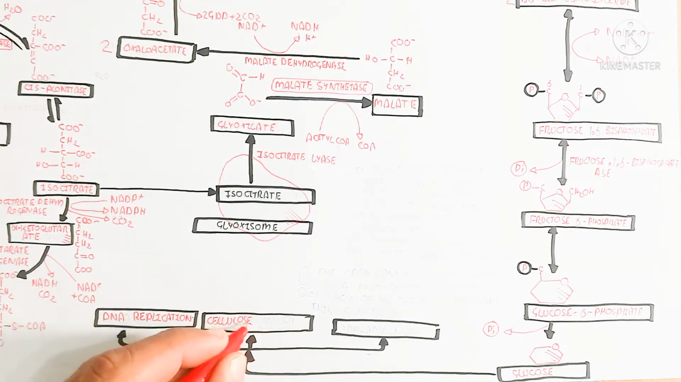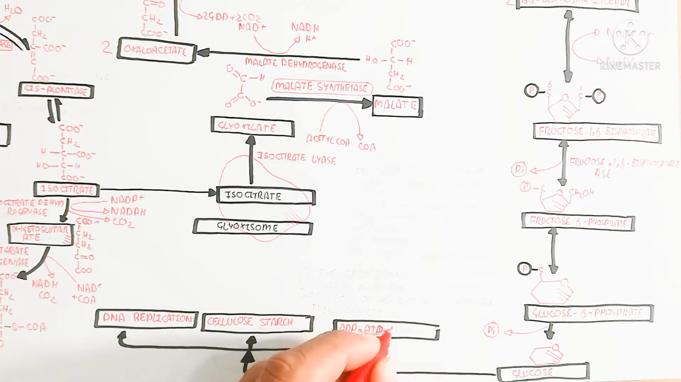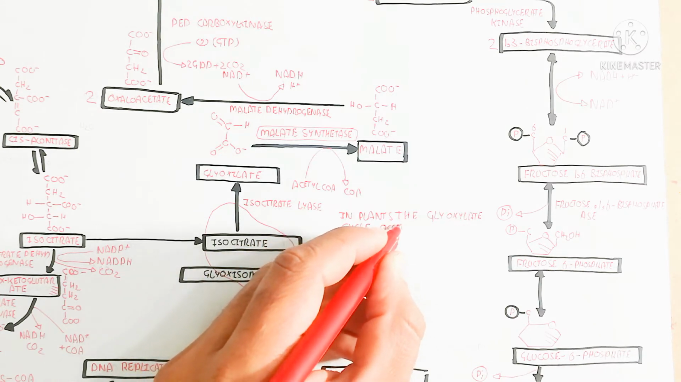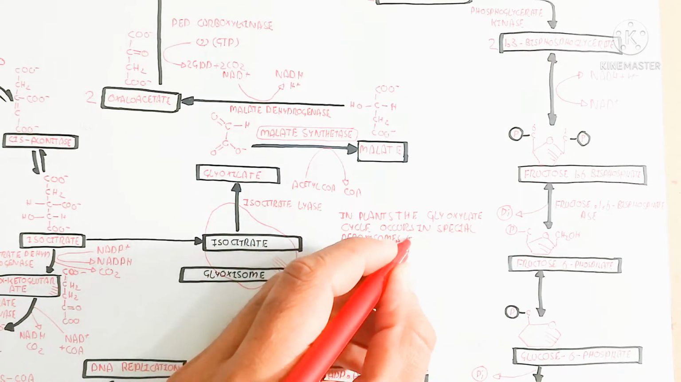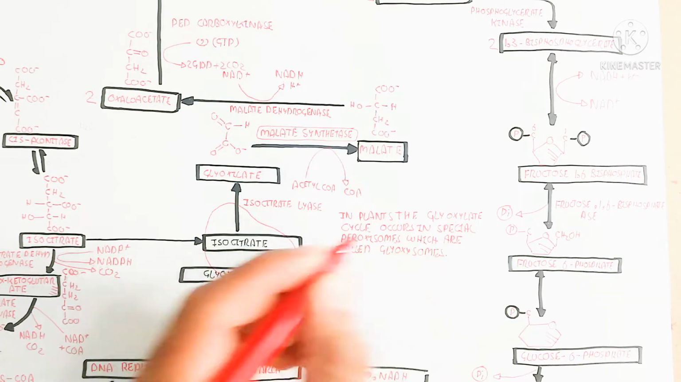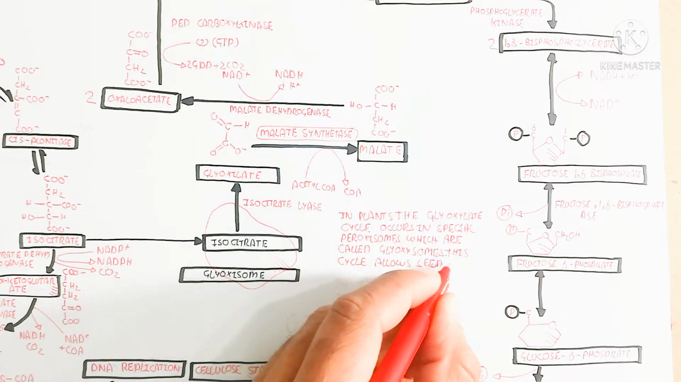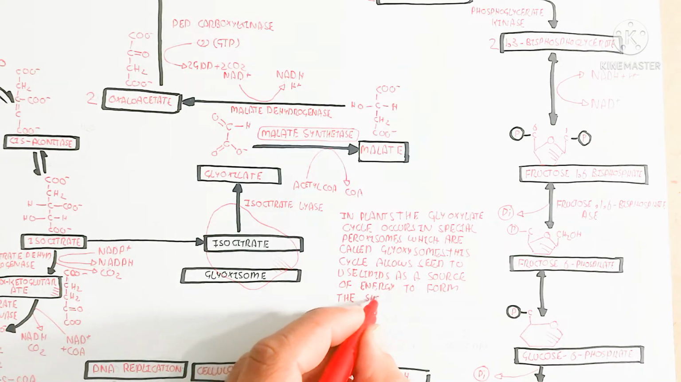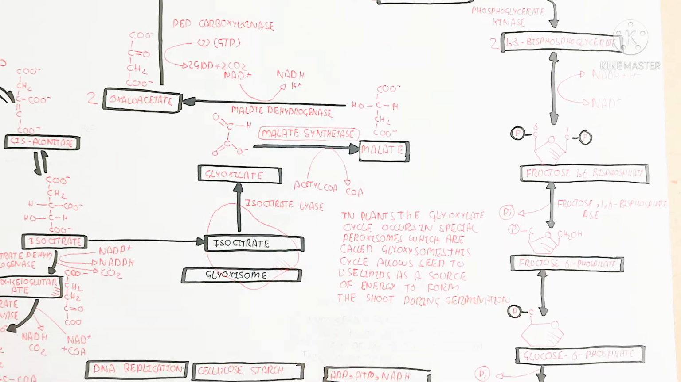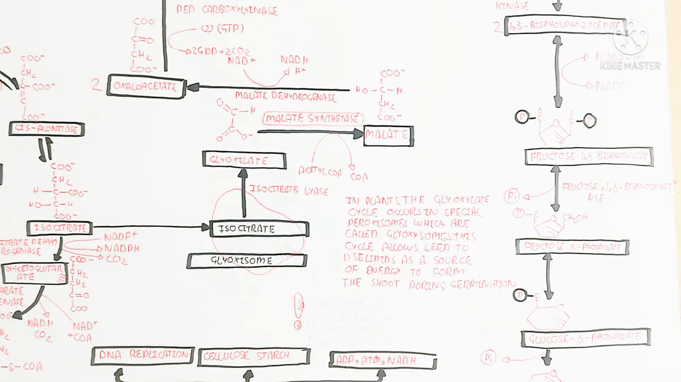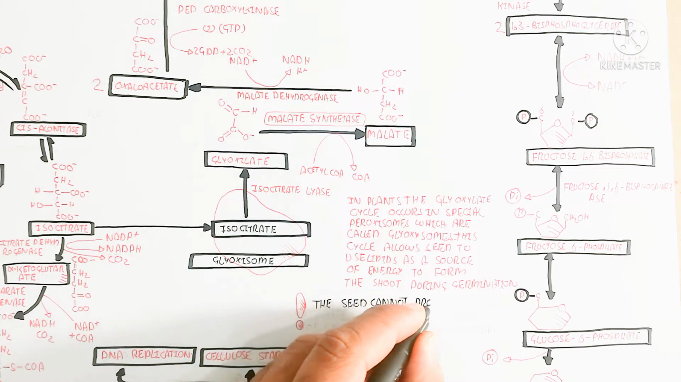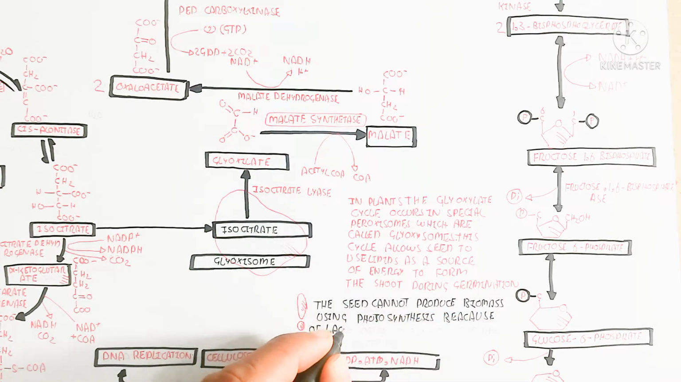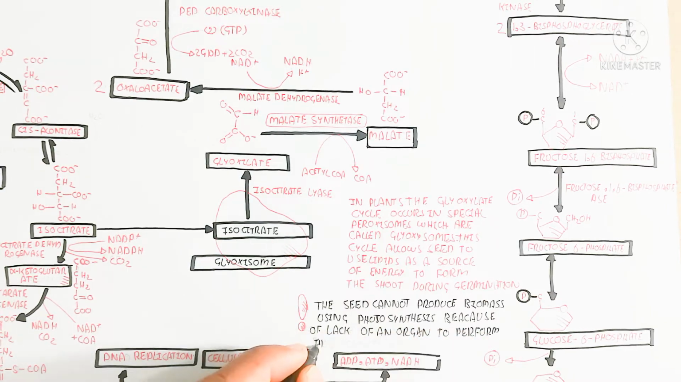This glucose is used for DNA replication, cellulose and starch formation. Cellulose means the cell wall development, and ADP, ATP and NADH production. So what does that mean? It means that NADPH, cellulose and starch will not be synthesized due to the absence of the chloroplast and chlorophyll, because the seed will not produce chlorophyll during the early stage of development. So in plants the glyoxylate cycle occurs in a special peroxisome which is called the glyoxysome. This cycle allows the seed to use lipids as a source of energy to form the shoot during germination. So the seed cannot produce biomass using photosynthesis because of the lack of an organ to perform this function. It means the chloroplast is not present.